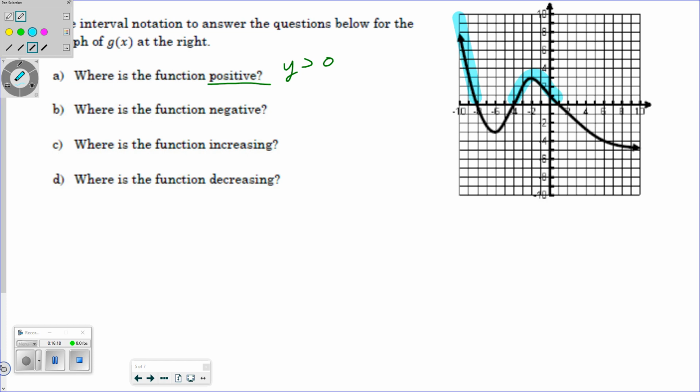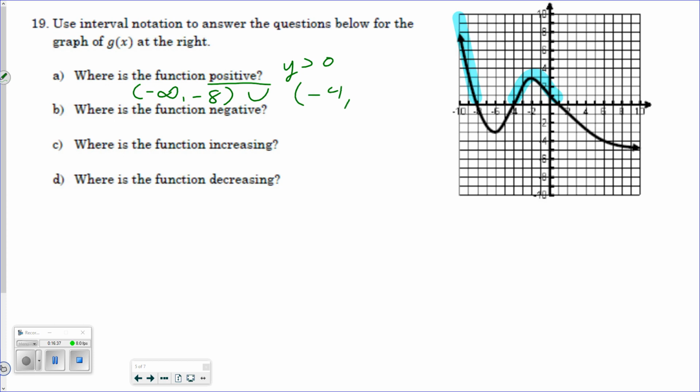everywhere. So I'll highlight in that light blue, because that's everywhere that's above the x-axis. So that means my function is positive from -infinity up to -8, the big U for union, -4 to 1. And the reason we use parentheses here is because the -8, -4, and 1, they're ending at 0.